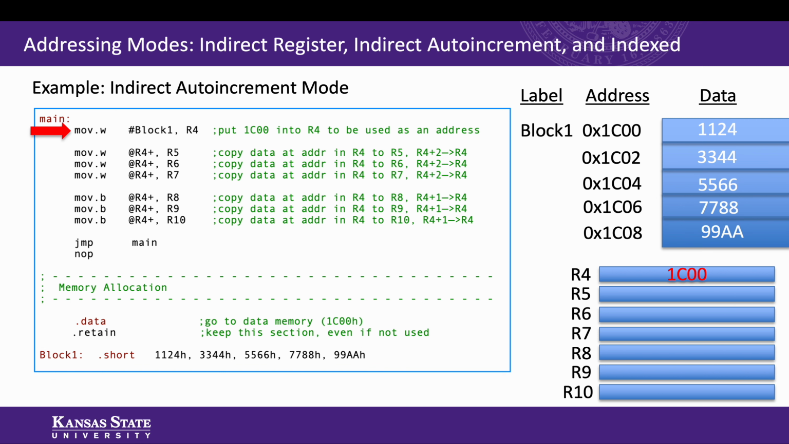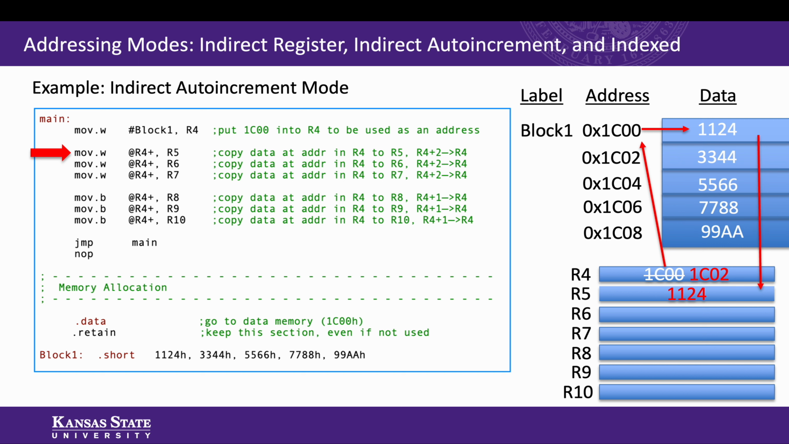Okay, so the first move instruction, which is not indirect auto increment mode, takes the address that block 1 is labeling, which is 1C00, and stores that value in R4. So you see that there in the bottom right. No big deal there.